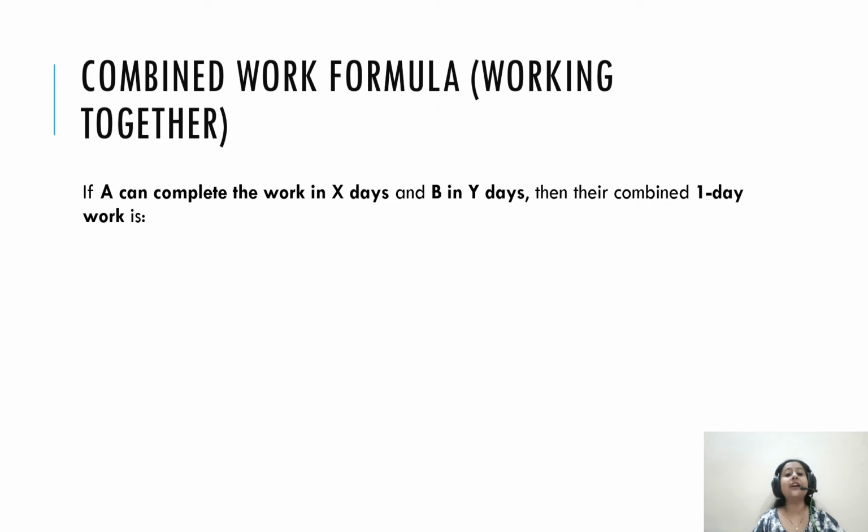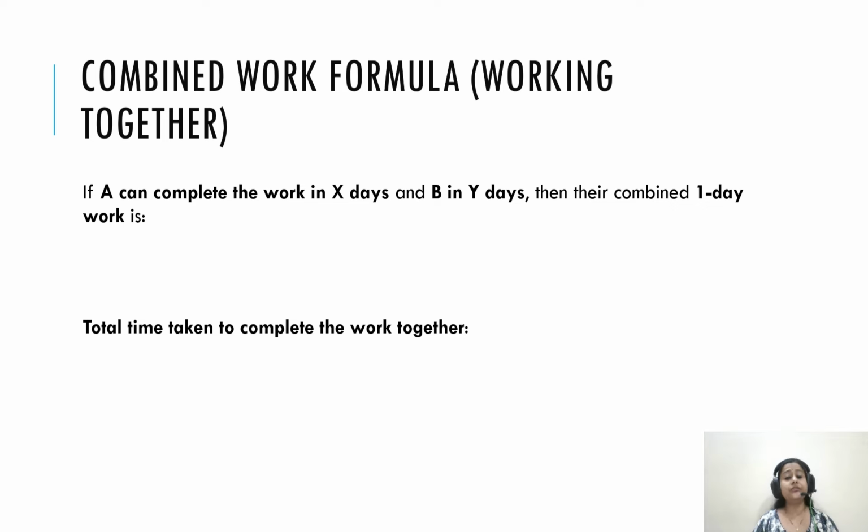So suppose A can complete a work in X days, X can be any number of days, and B in Y days. Then our final objective is to find out the total time that will be taken by both of them to complete the work together. That is our final objective that we need to find out.